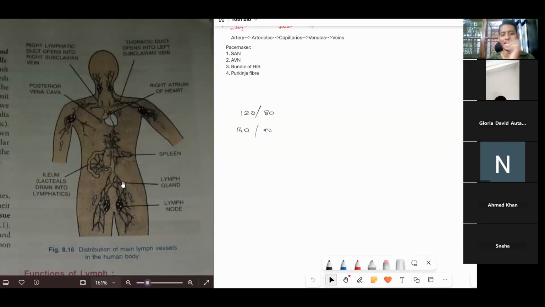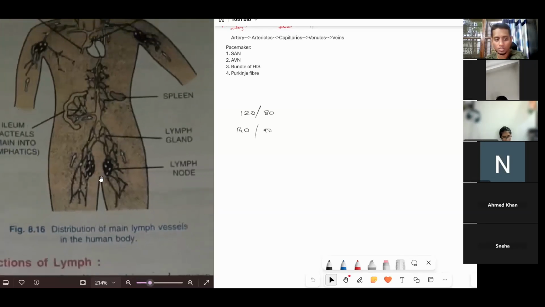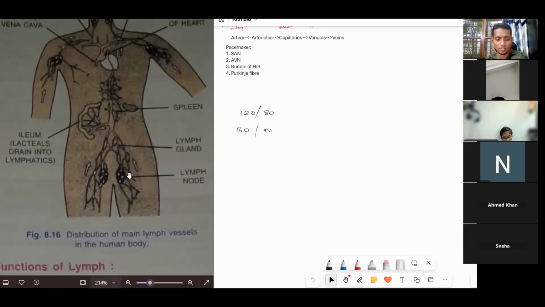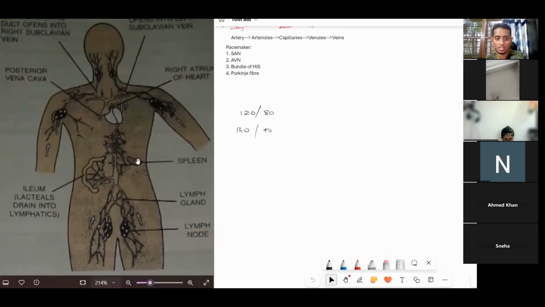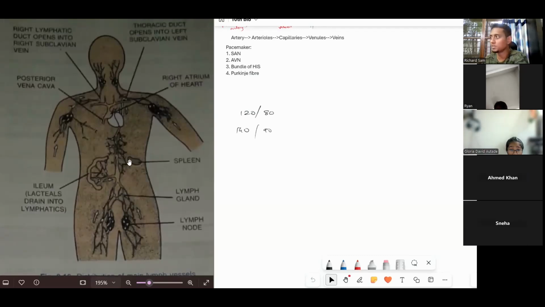Okay, you can see lymph gland. That lymph gland is like a blood vessel. Sorry, lymph vessel, lymph. There's lymph glands, there's lymph nodes. Spleen is one of the largest lymphatic organs. We saw that in the spleen, something happens. RBCs are destroyed, WBCs are destroyed in the spleen.